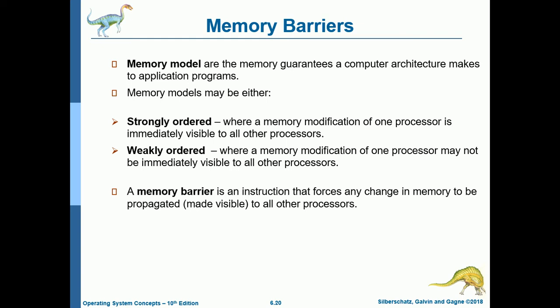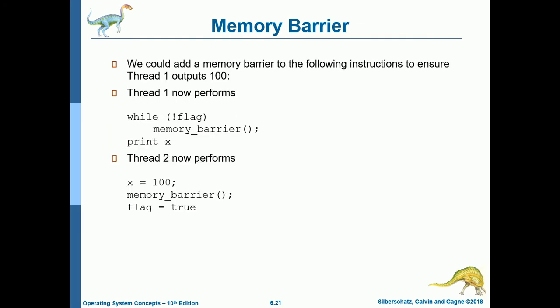So a memory barrier is an instruction that forces any change in memory to be propagated, or made visible, to all other processors. If the memory model of the system is weakly ordered and you have a memory barrier, this will force the change in memory to be made visible to all other processors. So it will behave as strongly ordered, which is of course forced because of the memory barrier.